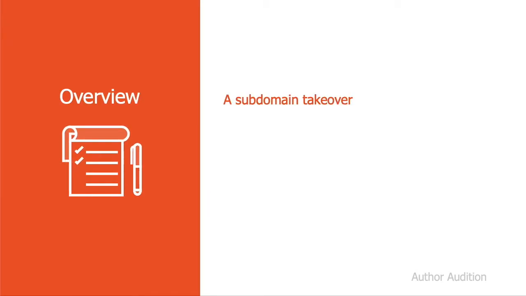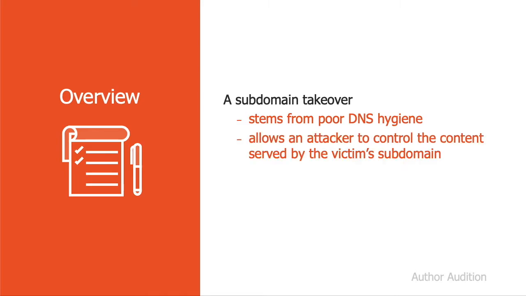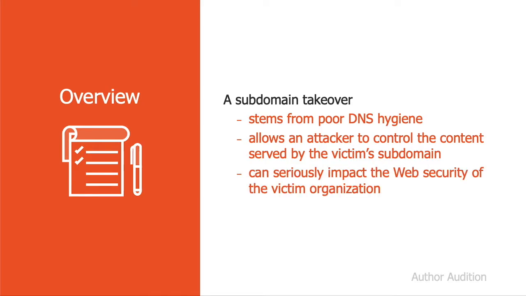A subdomain takeover typically arises when an organization neglects the curation of its DNS records. More specifically, when an organization has a dangling CNAME record on one of its subdomains, an attacker may well be able to take control of some or all of the content served by the organization's subdomain. And as we'll see, such an attack can seriously compromise the web security of the organization.